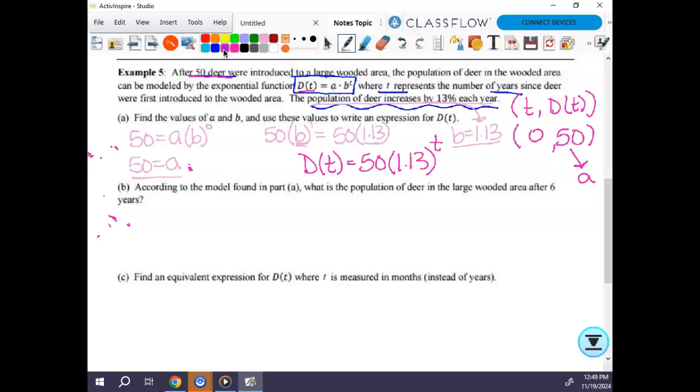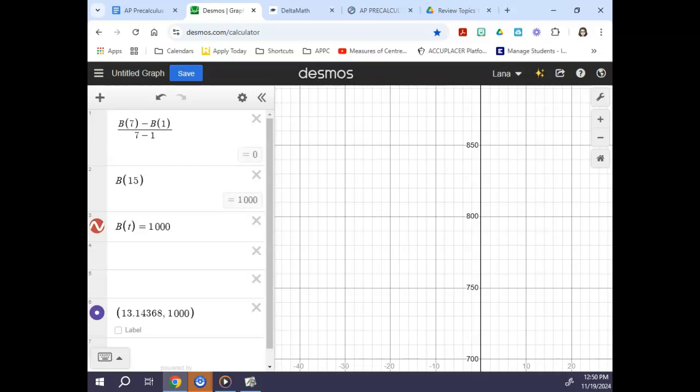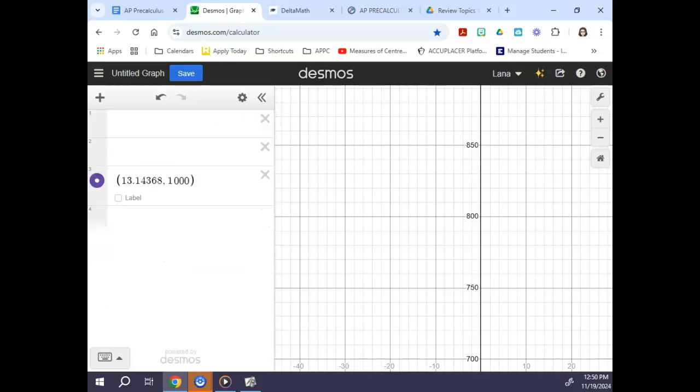All right, so then let's look at this next part. It says, according to the model, so again, according to the model in part A, it doesn't say according to the right answer from part A. According to the model from part A, what is the population of the deer in a large wooded area after 6 years? And so that is my t. So we're just evaluating d of 6. So I'm going to X all this stuff out that I got going on.